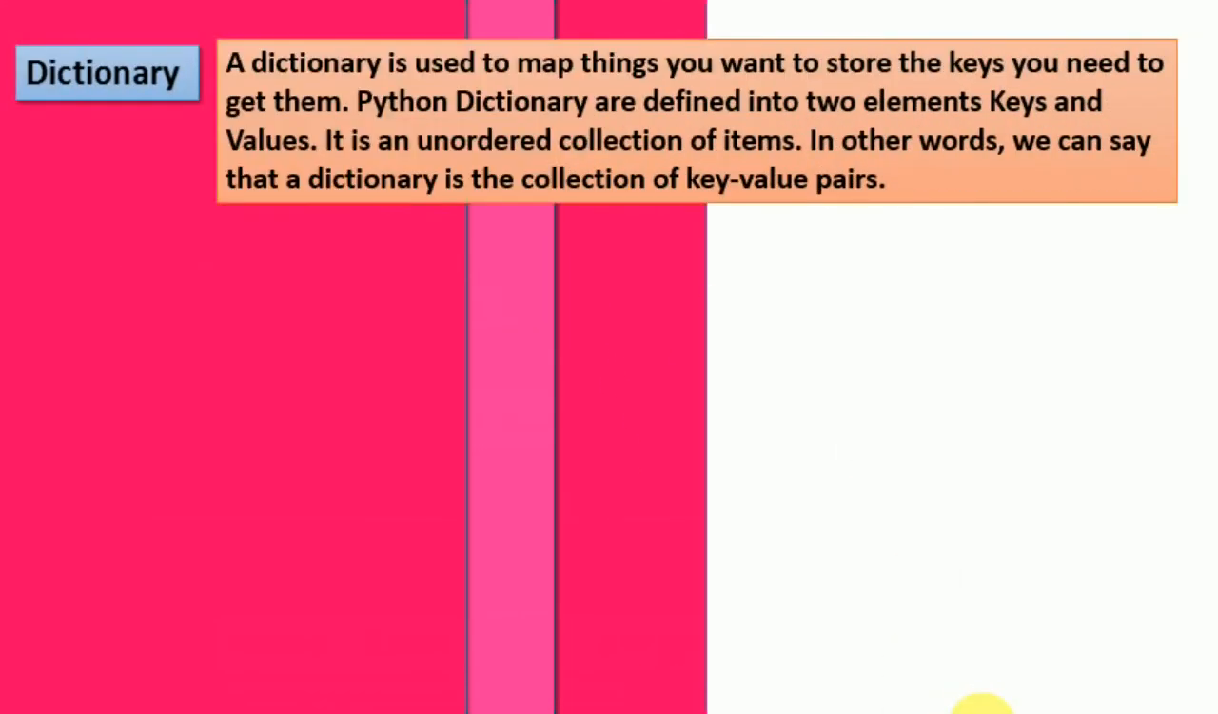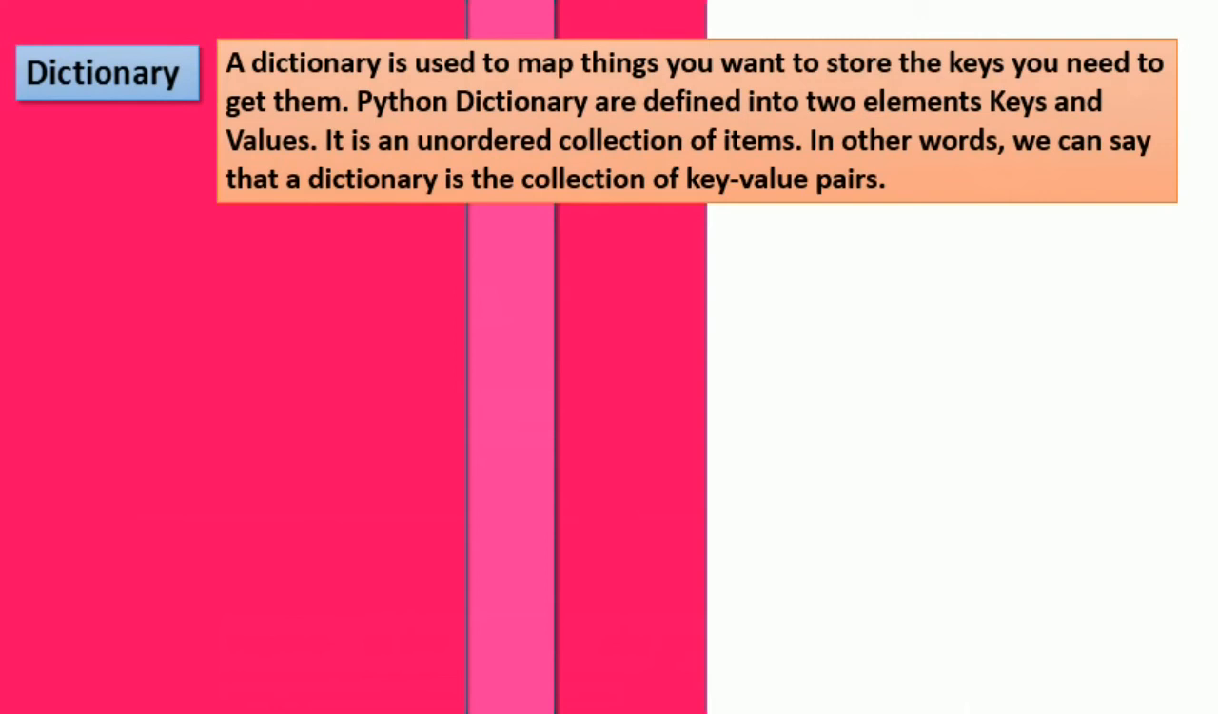That is dictionary. Dictionary is different from list and tuple. In a dictionary, there are 2 things. We need a key to access the value. It is totally based on key and values. A dictionary is used to map things you want to store. The key you need to get them. So it is an unordered collection. You are not supposed to put everything orderly. Unordered collection.